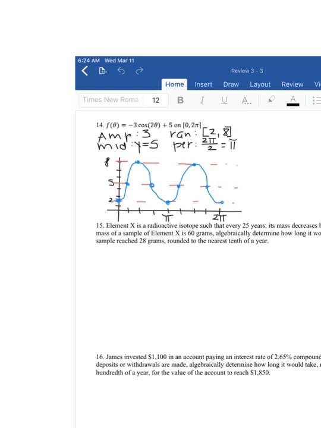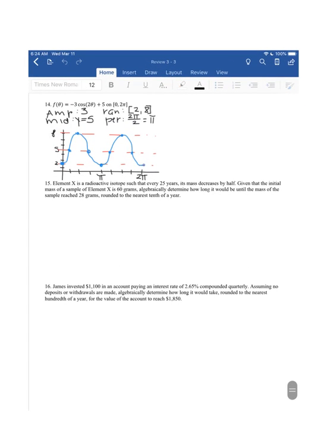Number 15, element X is a radioactive isotope. Every 25 years, its mass decreases by half. This is a half-life question. Your half-life formula: A equals P times 1/2 raised to the time divided by H. Given that the initial mass is 60, how long would it take to reach 28? So 28 is A, 60 is P, 1/2. We're solving for the amount of time, which is T, and the half-life is 25, because every 25 years its mass decreases by half.